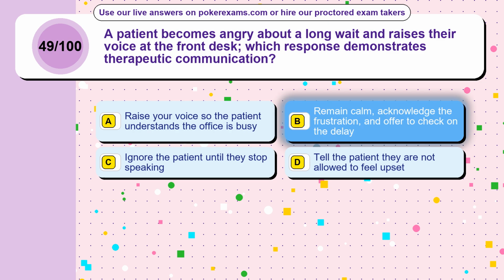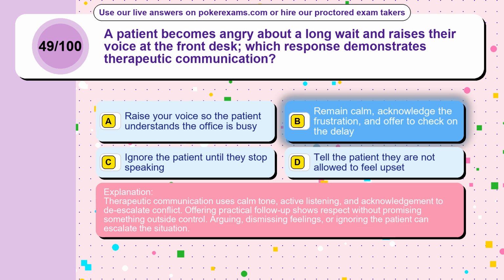The correct answer is option B. Remain calm, acknowledge the frustration, and offer to check on the delay. Therapeutic communication uses calm tone, active listening, and acknowledgement to de-escalate conflict. Offering practical follow-up shows respect without promising something outside control. Arguing, dismissing feelings, or ignoring the patient can escalate the situation.